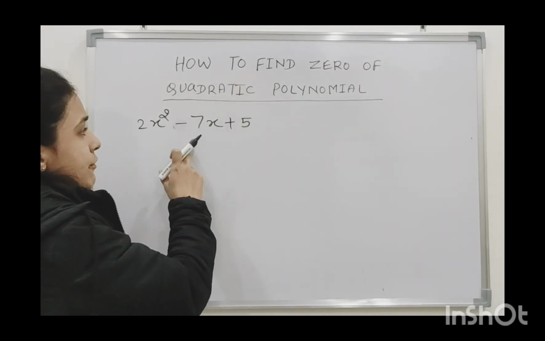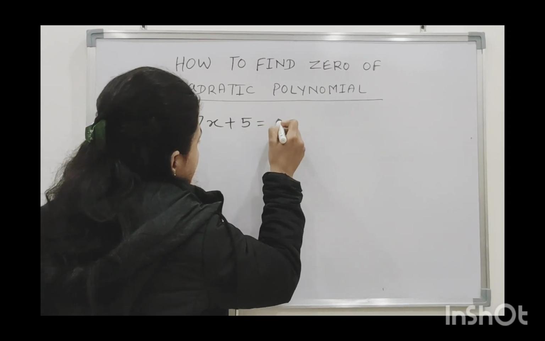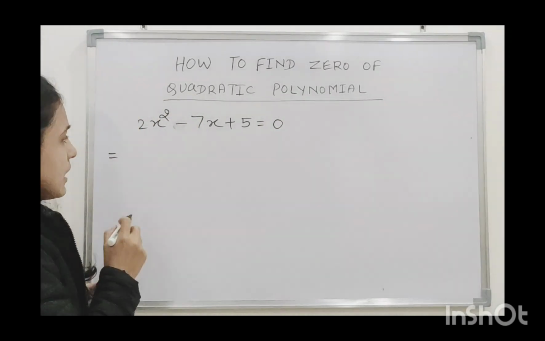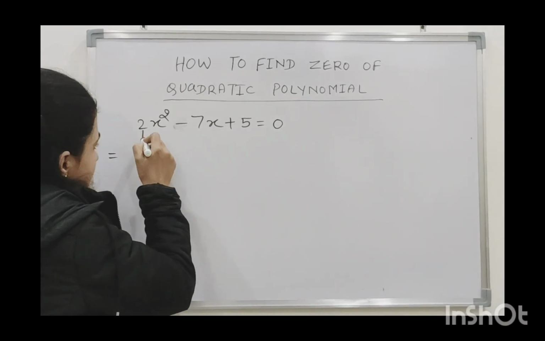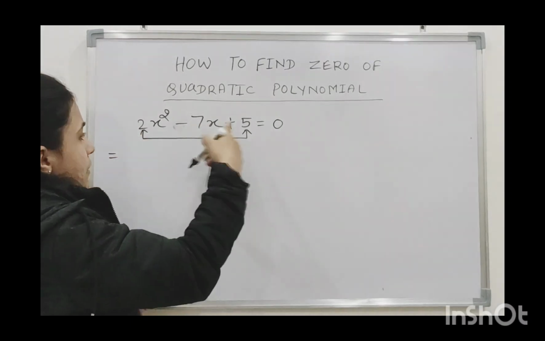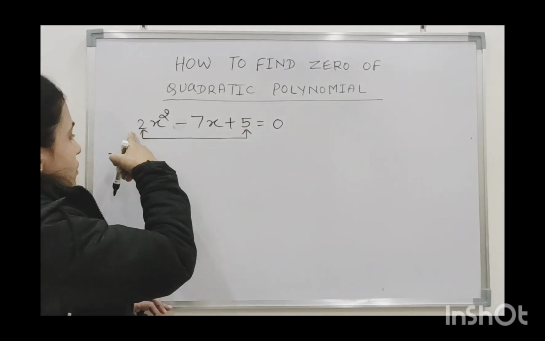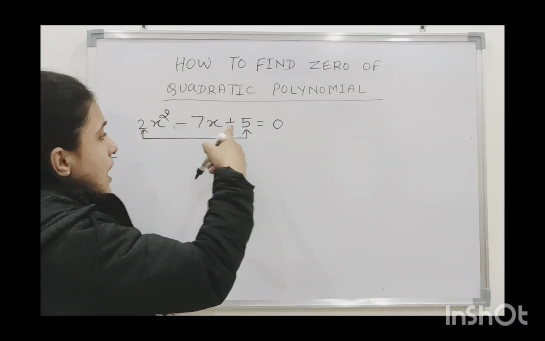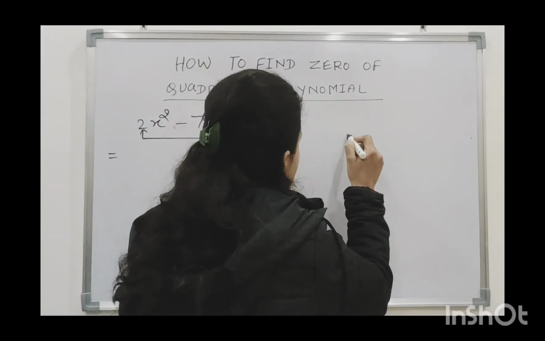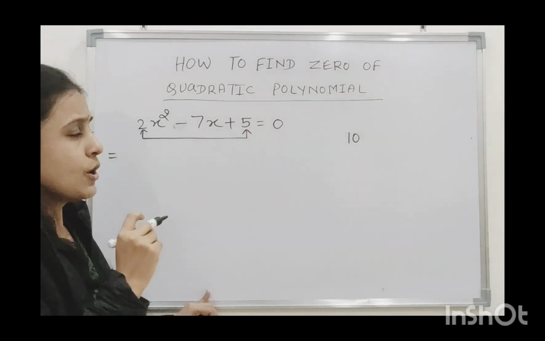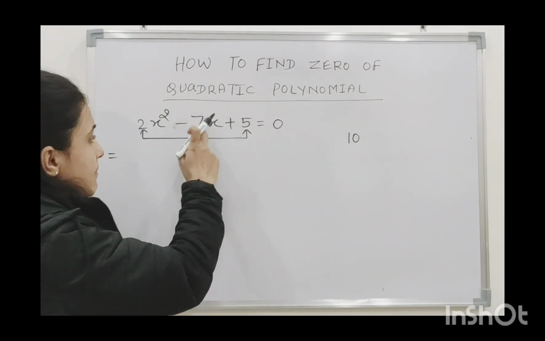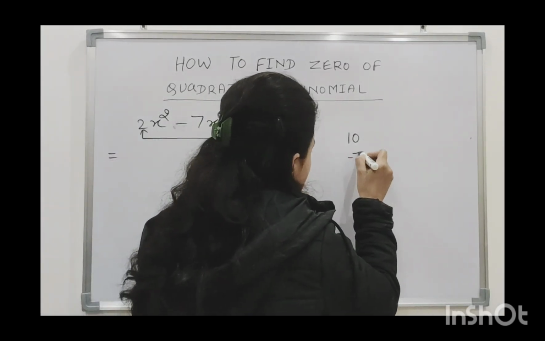To find the zero of this polynomial, firstly we will write this equal to 0. Now we will solve this. To solve this polynomial, we will multiply the coefficient of x square with the constant term. So the coefficient of x square is 2 and the constant is 5, and if we multiply 2 by 5 it will be 10. Now we have to write down the middle term, that means the coefficient of x, that is -7. Let's write it down here.